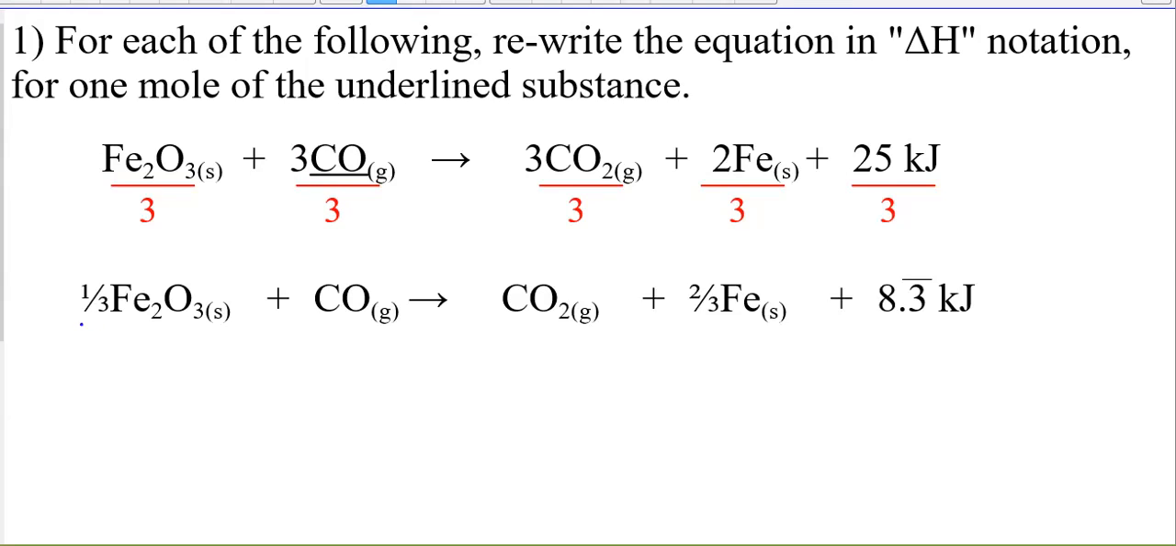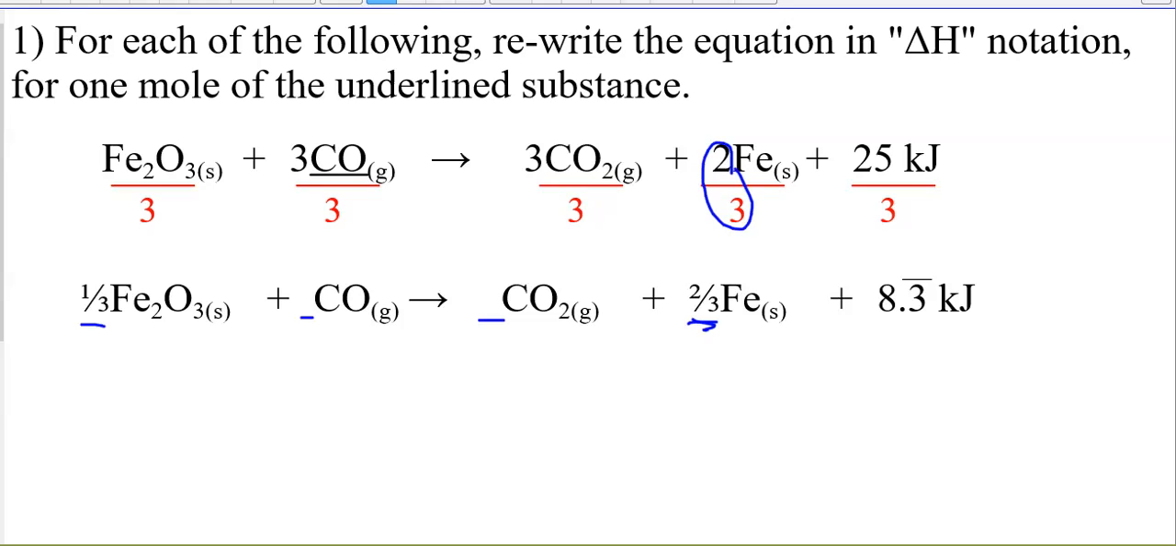We end up with 1/3 of a mole of our iron 3 oxide. We end up with 1 mole of carbon monoxide, and that's going to produce 1 mole of carbon dioxide, 2/3 of a mole of iron, because again, 2 divided by 3 doesn't balance out. Don't turn this into a decimal value. Don't change this to 0.6 repeating. Just leave it as 2/3. 2/3 is a nice fraction. Try to keep numbers as neat as possible.